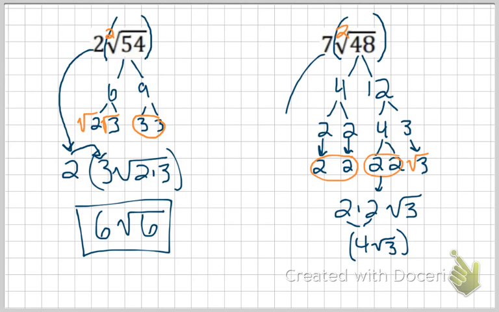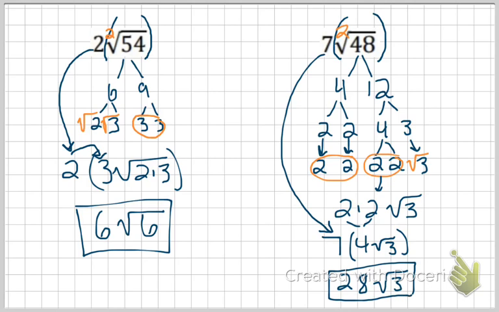But don't forget that in the very beginning there was a 7. So we got to bring it down. And that just means multiply 7 times 4, 28. Keep the same radical. And that is our simplified form.